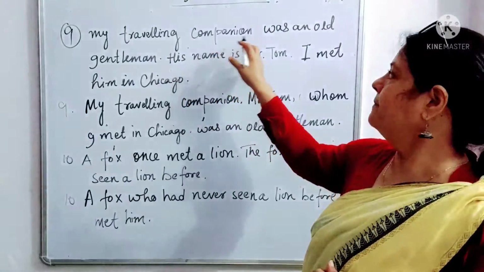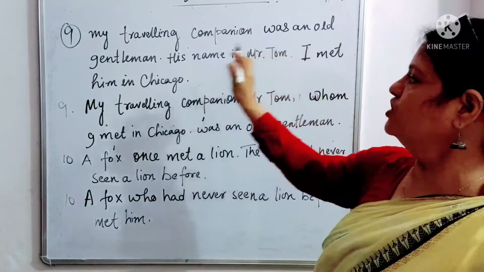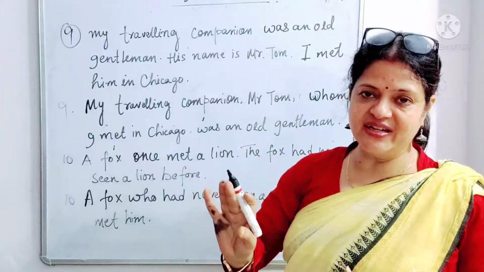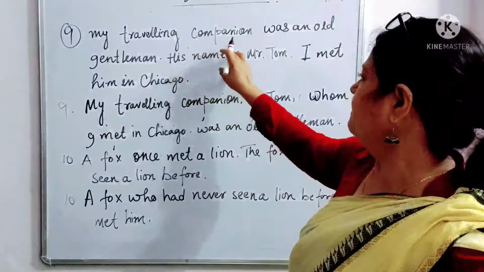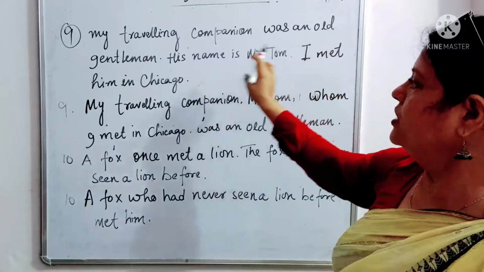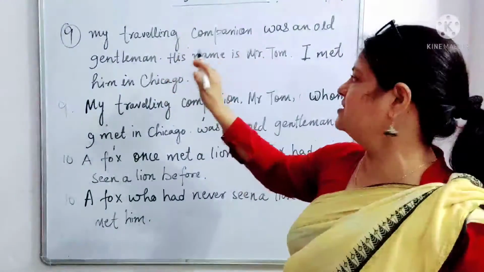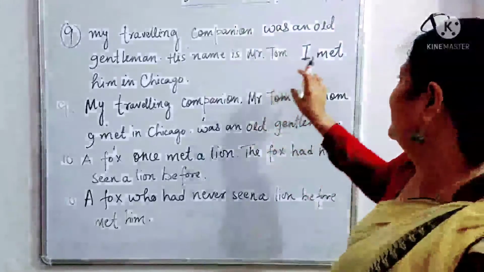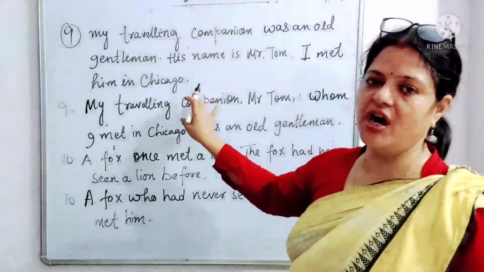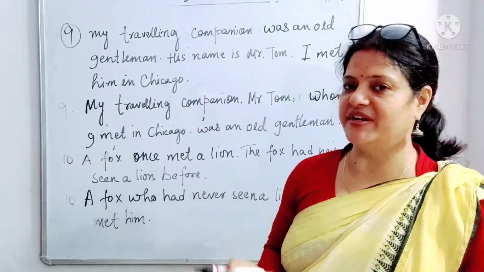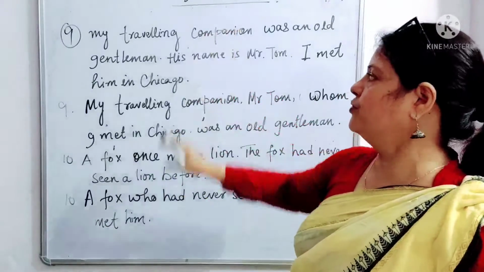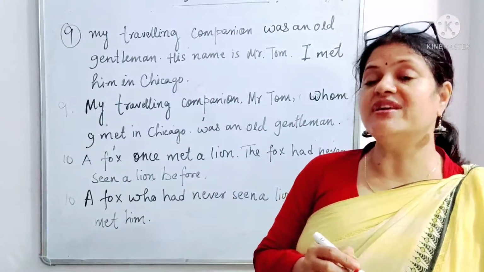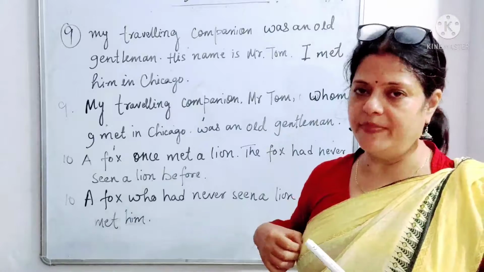My traveling companion was an old gentleman. This is one sentence. His name is Mr. Tom. This is the second sentence. I met him in Chicago. This is the third sentence. Okay. So now we have to combine these three sentences to make one complex sentence.